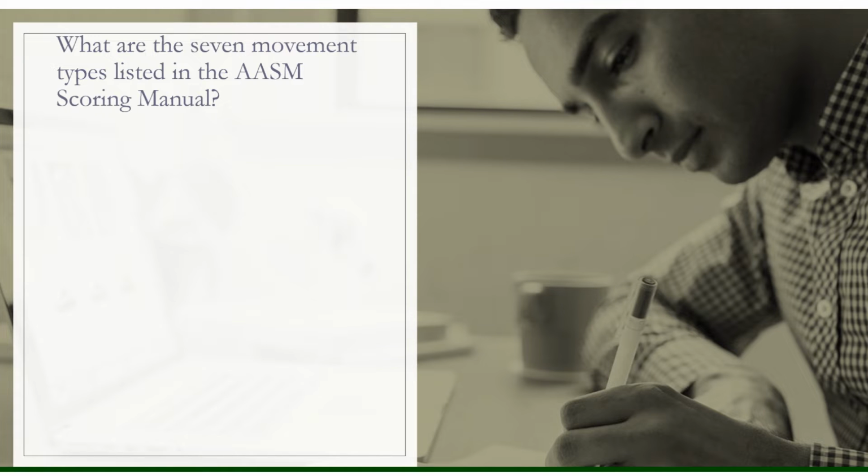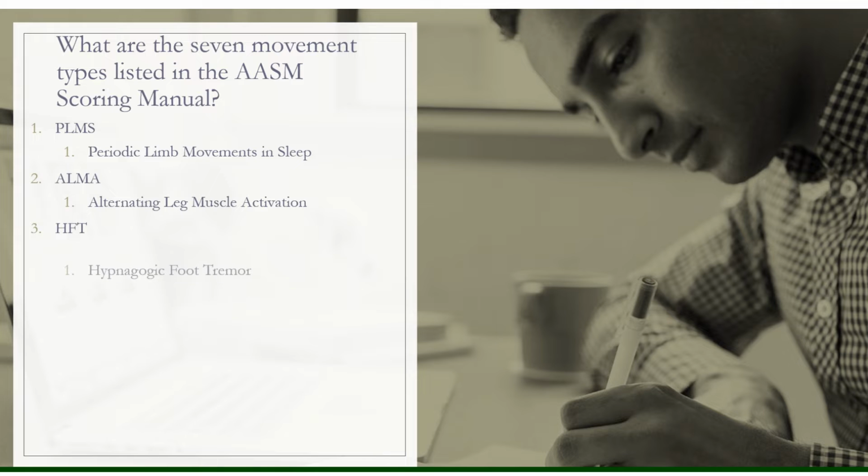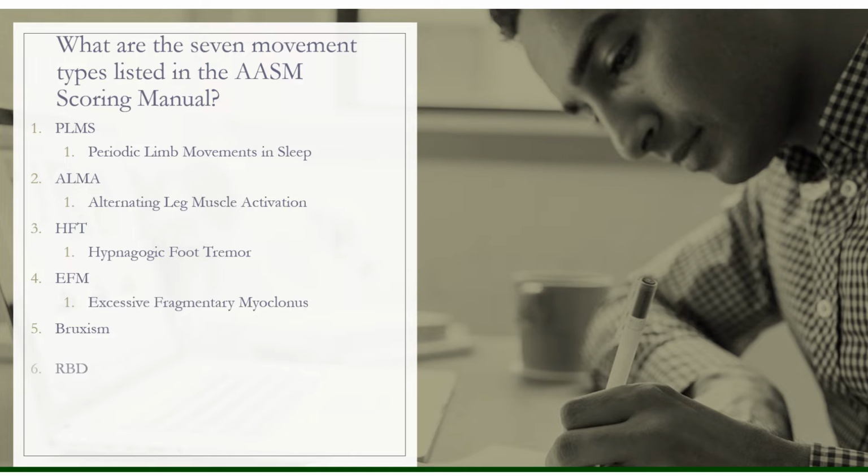All right, so what are the movement types listed in the AASM scoring manual? First we have PLMS, which stands for periodic limb movements in sleep. Then we have ALMA, which stands for alternating leg muscle activation. We have HFT, which stands for hypnagogic foot tremor. We have EFM, which stands for excessive fragmentary myoclonus. We have bruxism. We have RBD, which stands for REM sleep behavior disorder. And last but not least, we have rhythmic movement disorder.